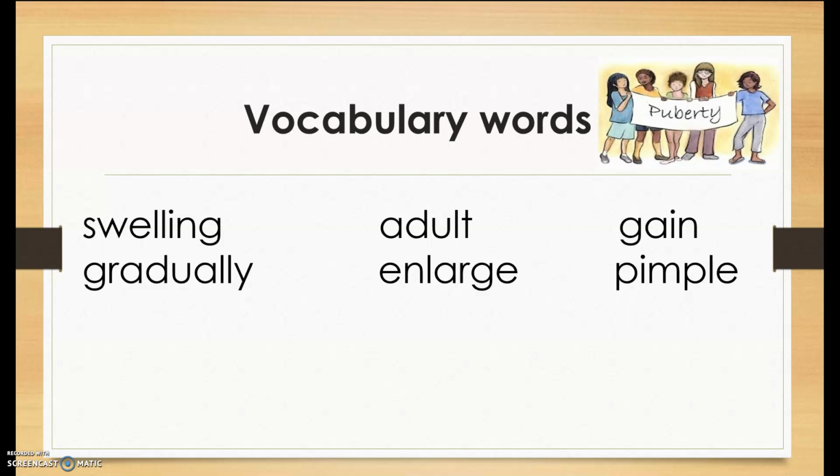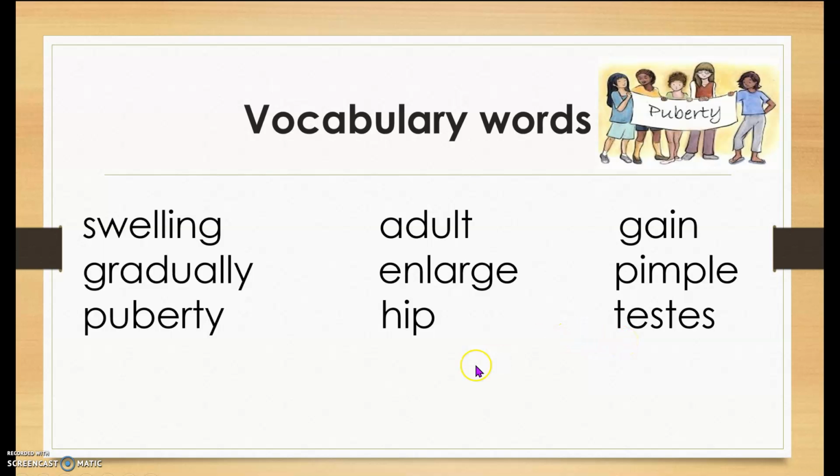Very good. Now listen again as I read the third and last set of words. Puberty, puberty. Hip, hip. Testis, testis. Now repeat after me. Puberty. Hip. Testis. Very good.